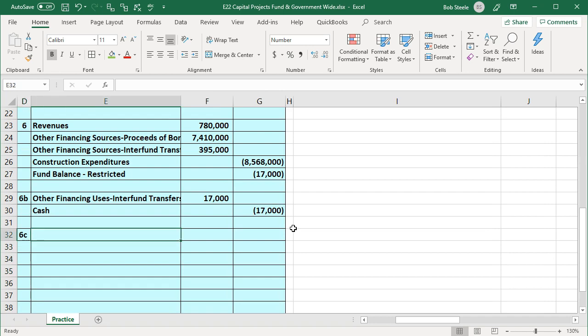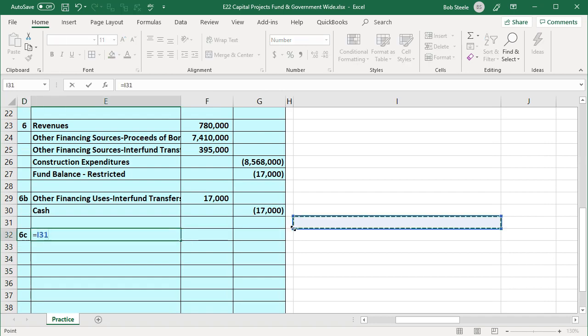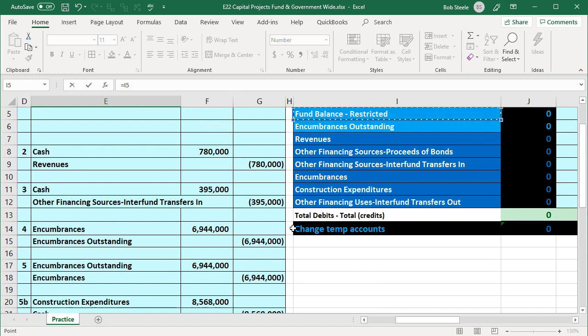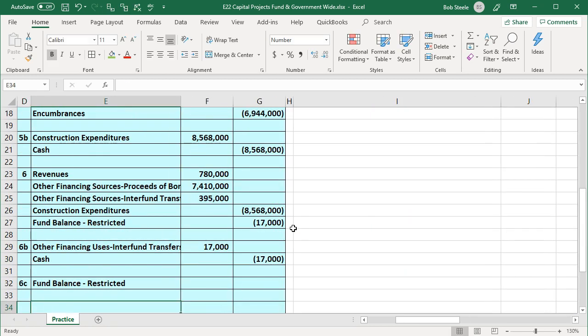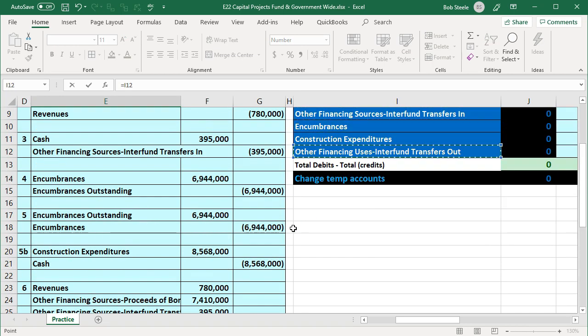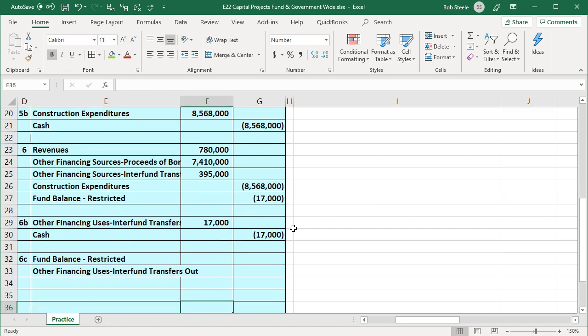So we're going to say fund balance is going to be this one. That's going to be our debit. And then we're going to credit other financing uses for 17,000. And there we have it. So this is going to be our final thing to close everything out for the capital project fund.